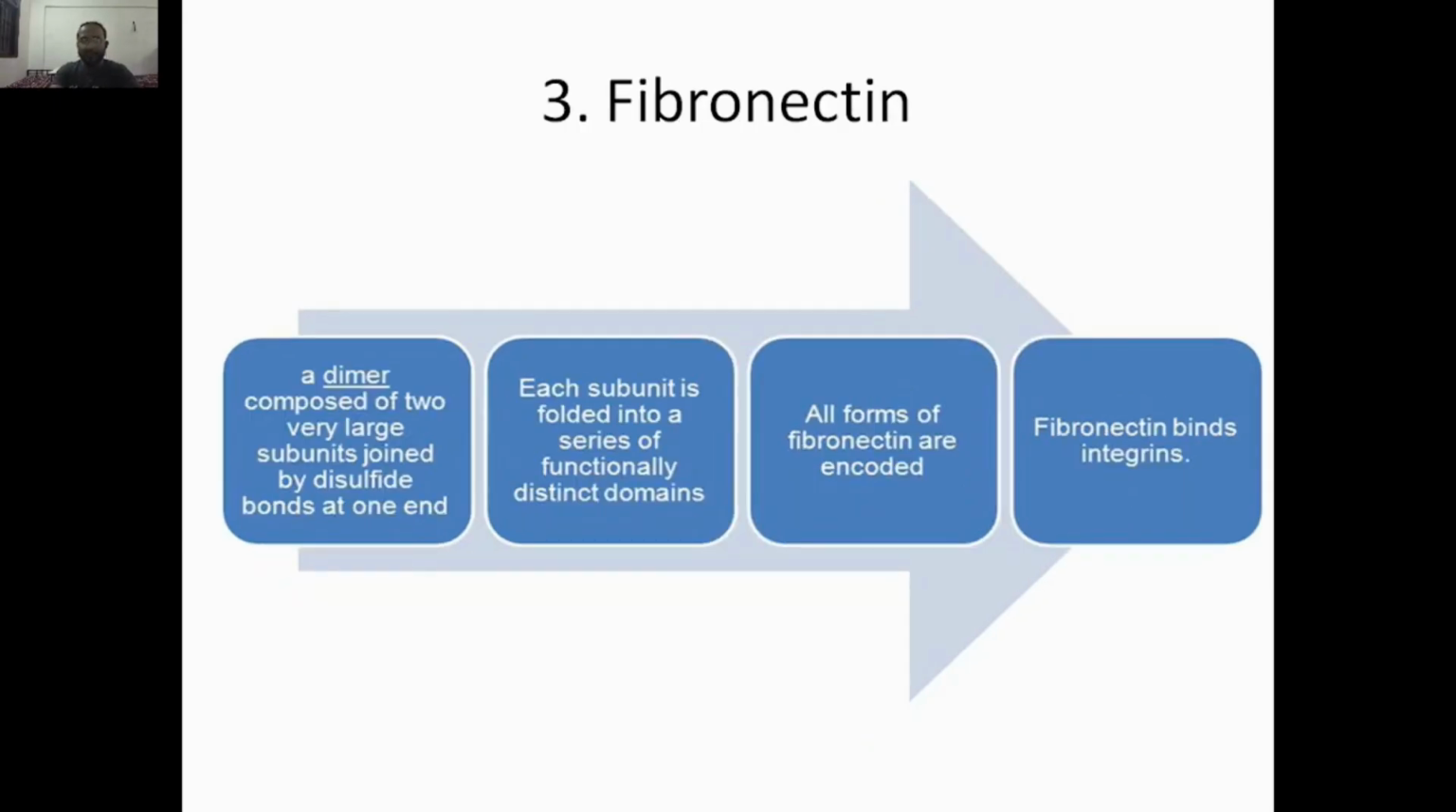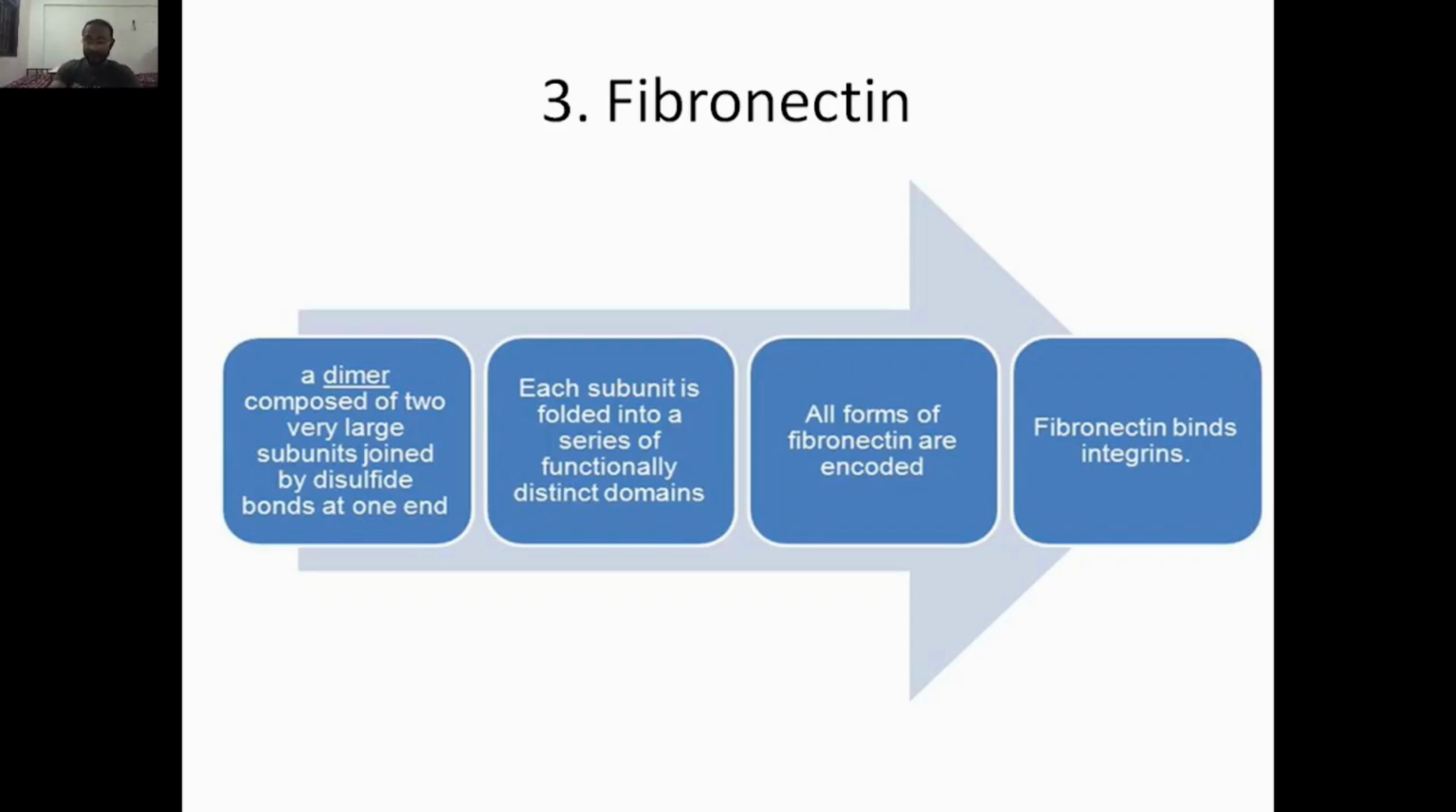So next we have fibronectin. It's a dimer composed of two very large subunits joined by disulfide bonds at one end, and each subunit is folded into a series of functionally distinct domains. So all forms of fibronectin are encoded.